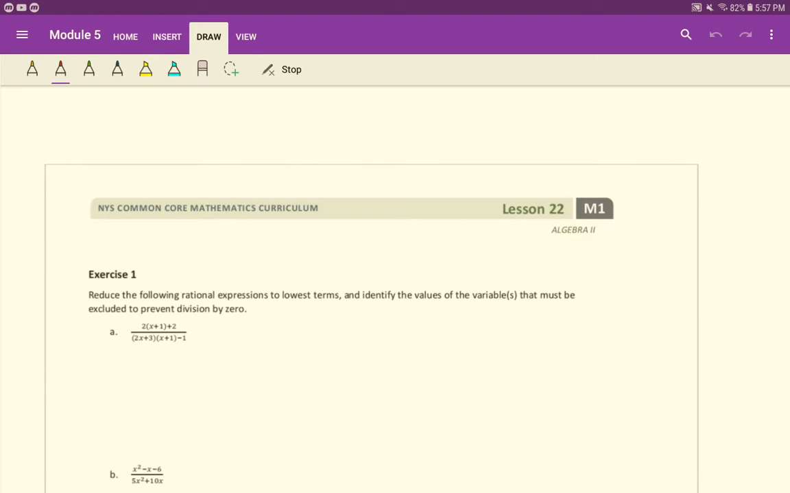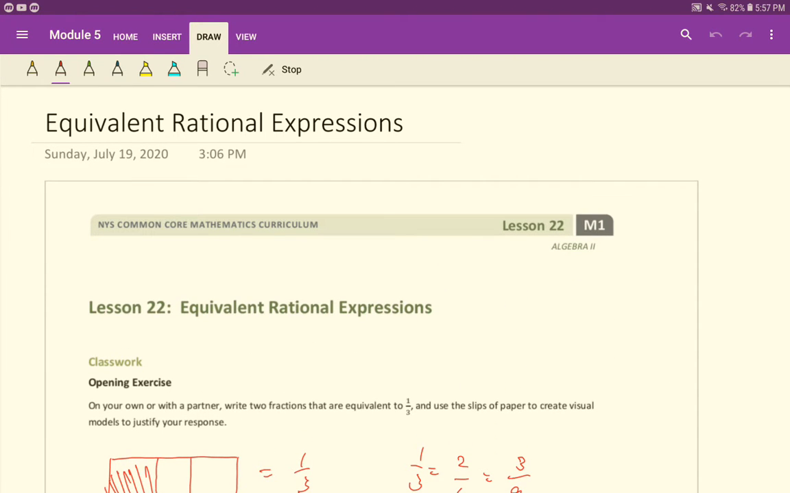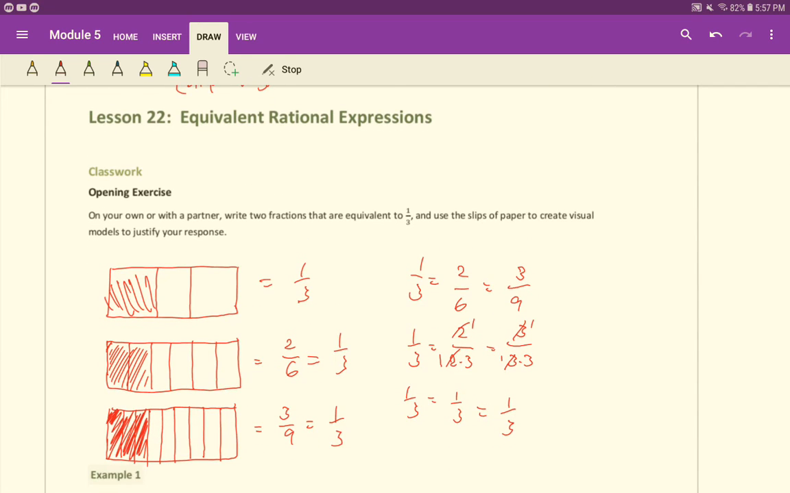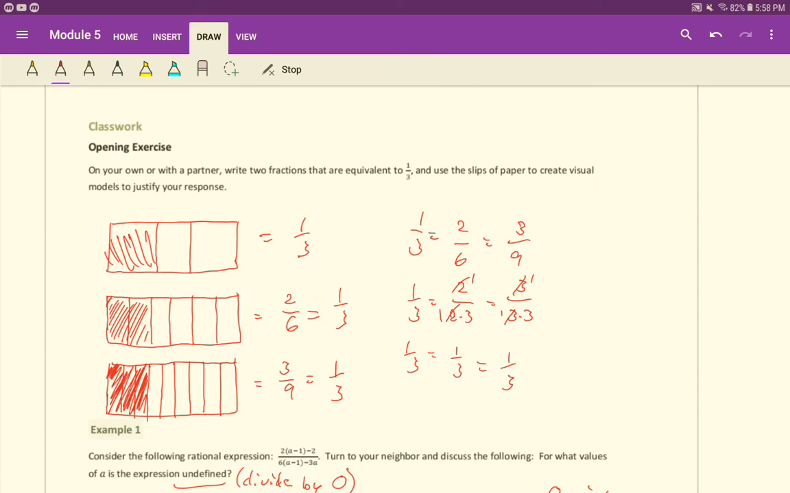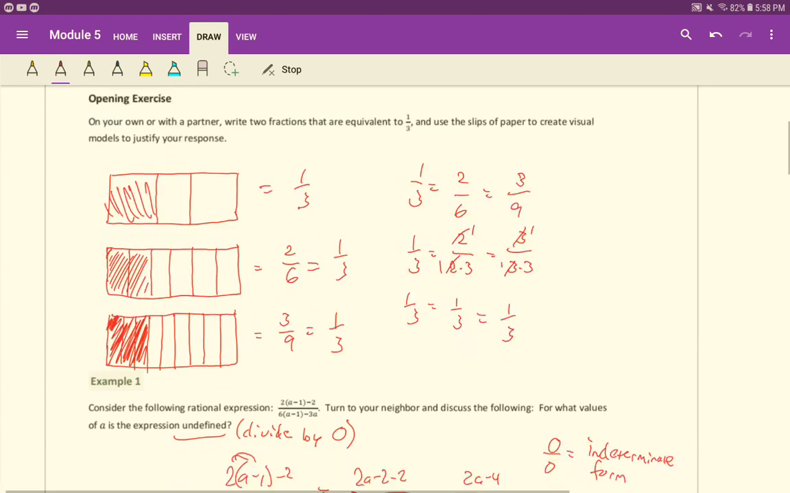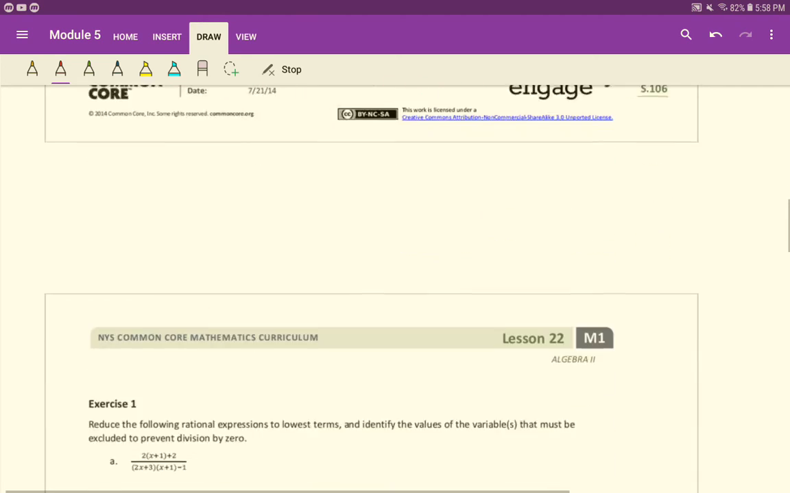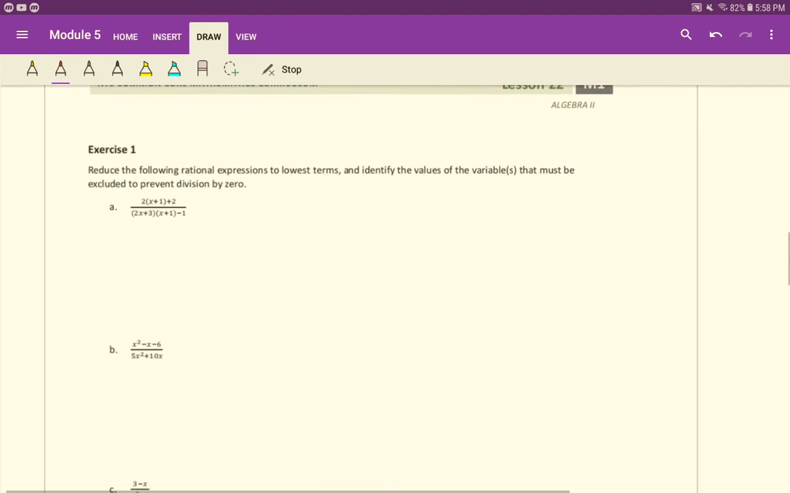Okay, welcome back. We are continuing our look at equivalent rational expressions, and really we're simplifying rational expressions, which is essentially looking for common factors in the numerator and denominator and then canceling them out, much like if you take 2/6 and rewrite that as 2 over 2 times 3, and these 2's here can cancel, leaving you with 1/3. You can do that with other more complex rational expressions too. So we'll see that here in a second.